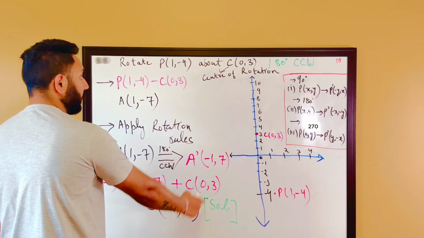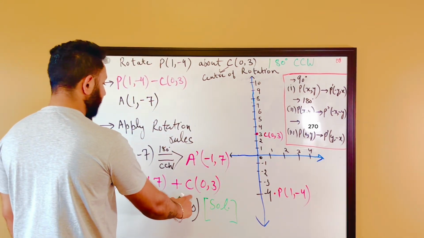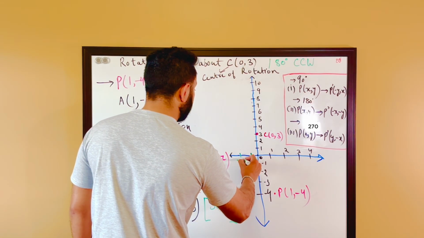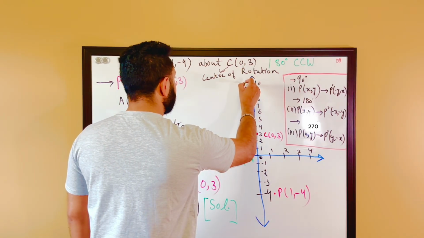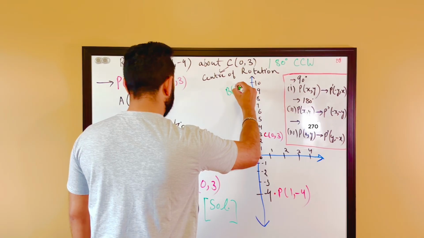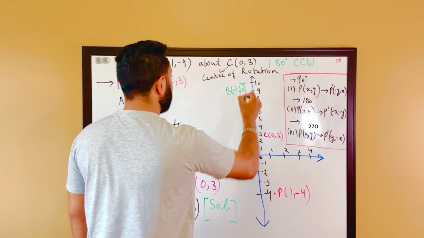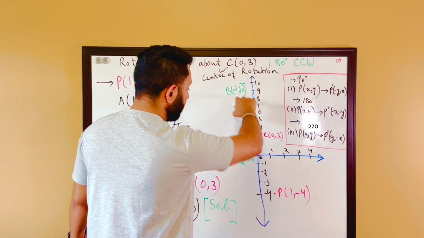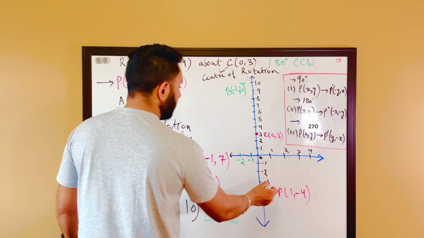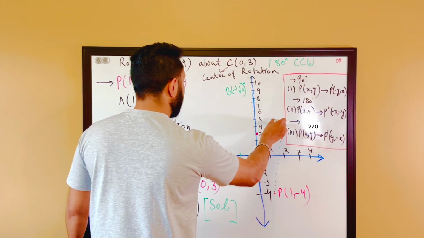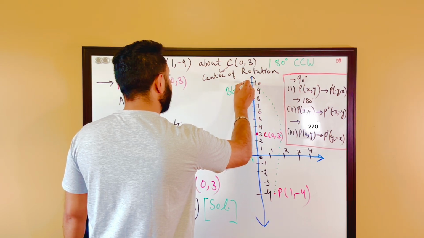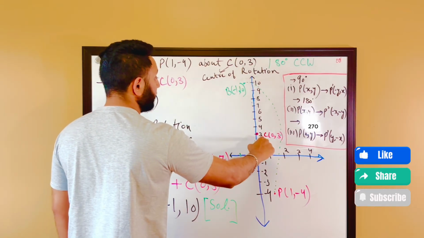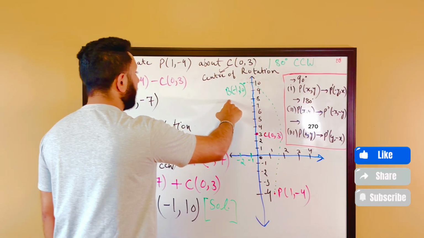Now we're gonna mark this point here on the graph. So (-1, 10). Minus 1 is the x coordinate and 10 is the y coordinate. So here. So this is our center of rotation, and this is our final point, and this is our original point. So that means after applying 180 degree counterclockwise with respect to center of rotation C(0, 3), this is our solution point.